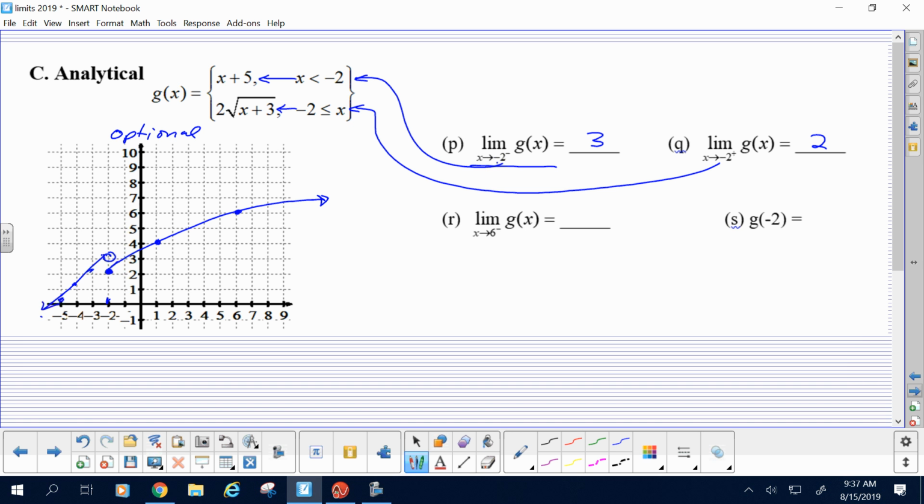All right. So what about if I asked what is the limit as x approaches -2? Does not exist, because 3 does not equal 2. Yeah? All right. What about question R?